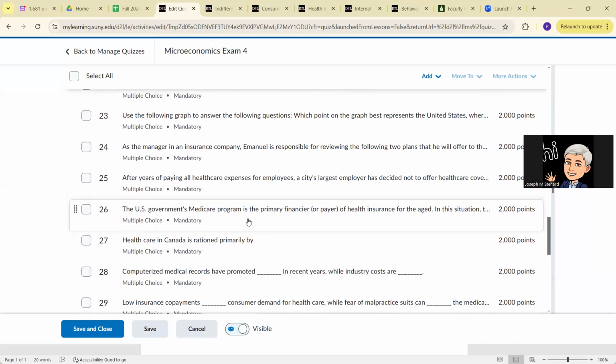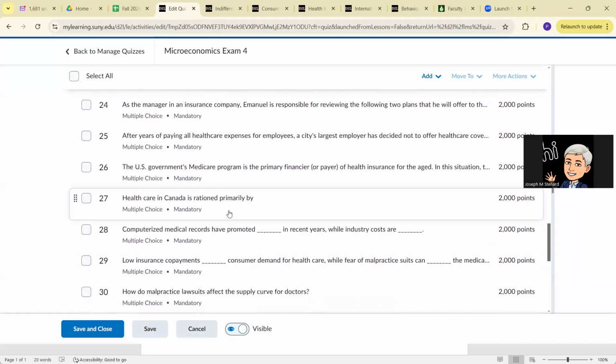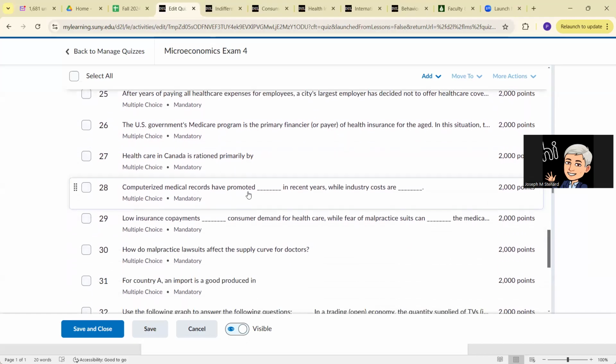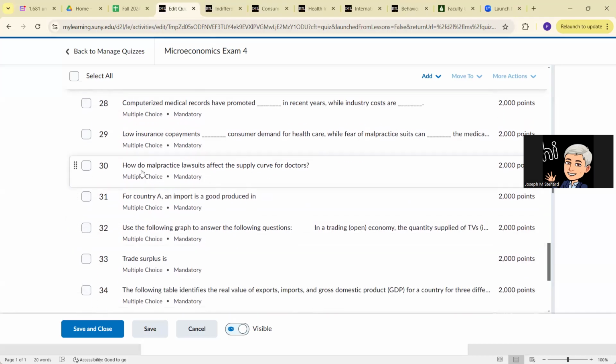U.S. government's Medicare program is the primary financier or payer of health insurance for the aged, so we know Medicare. Healthcare in Canada is rationed. Computerized medical records have promoted, that's in the reading. Low insurance co-payments cause the consumer demand for healthcare to increase. We just talked about that. How do malpractice lawsuits affect the supply curve for doctors, right? Doctors are less willing to be suppliers because they can get sued for doing their job. So that's kind of caused a decrease in supply.